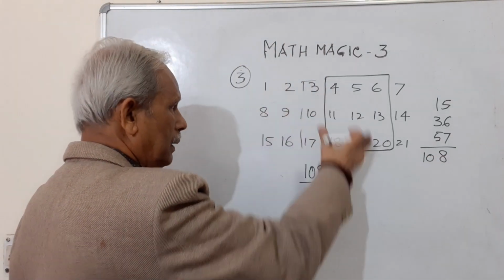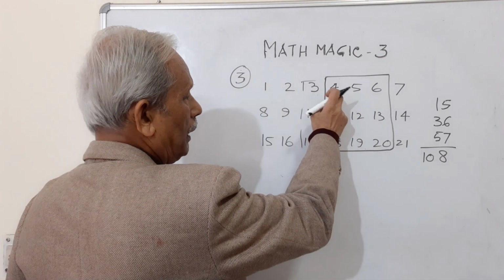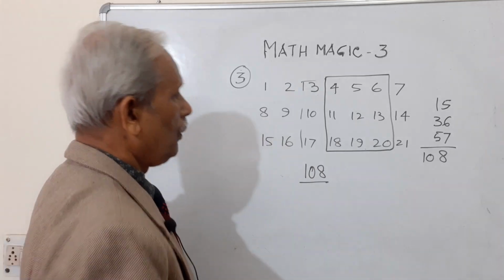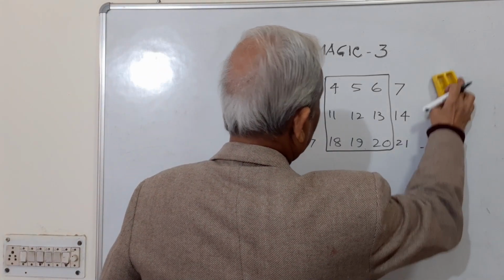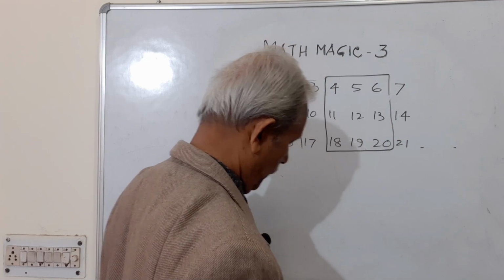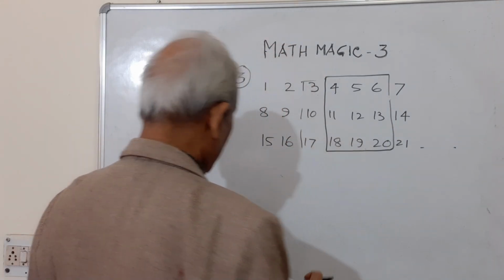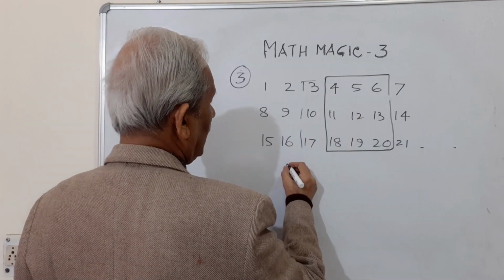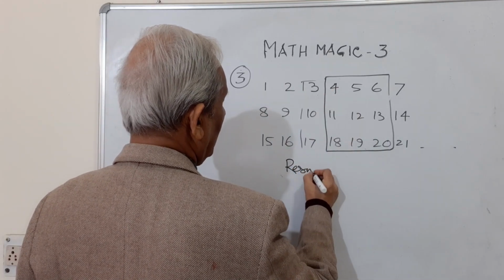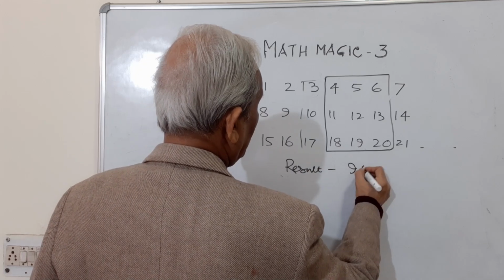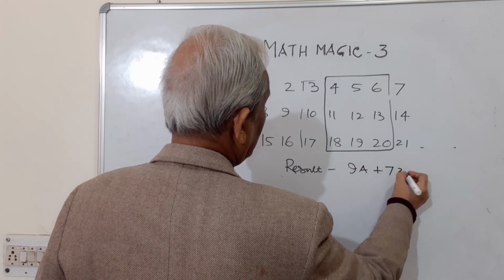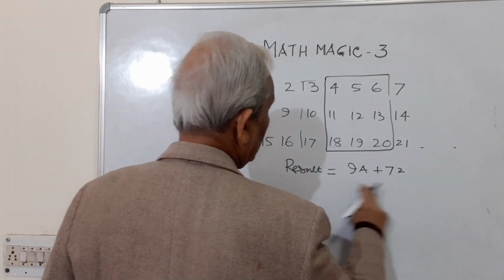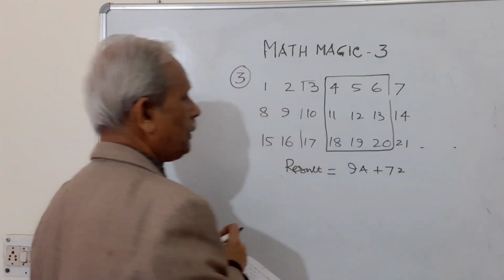So you take any 3 by 3 block in a calendar, tell me the top leftmost corner number, and I'll tell you the total of these numbers. Now how do I tell? What is the reason why this happens? Whatever the number in this corner, the result will be 9a plus 72, where a is the leftmost corner number you told me.